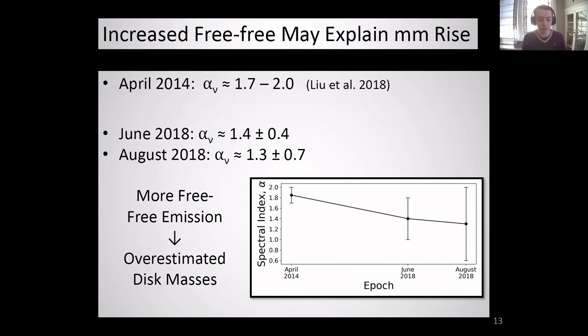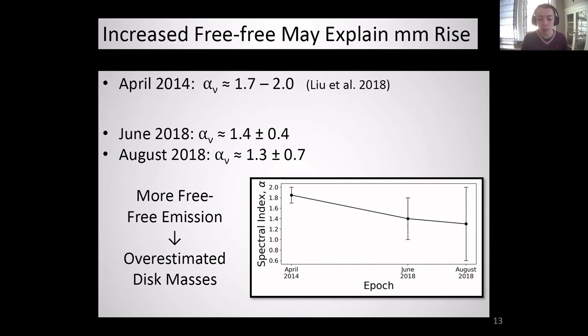And so what does this all mean? Well, if the free-free emission increased, then disk masses obtained via millimeter fluxes may be overestimated. The free-free emission would be contaminating the dust emission, leading to inflated millimeter fluxes and therefore inflated disk masses. And so if we can't get a better constraint on this millimeter variability, we can't constrain the disk masses of these objects very well.